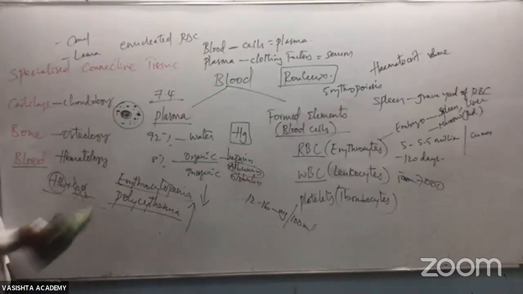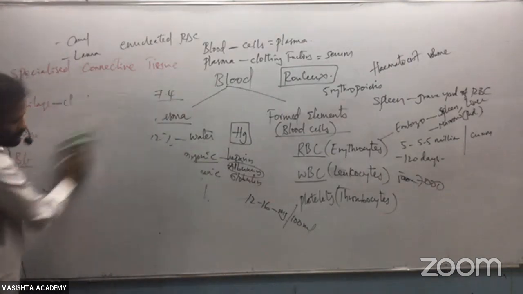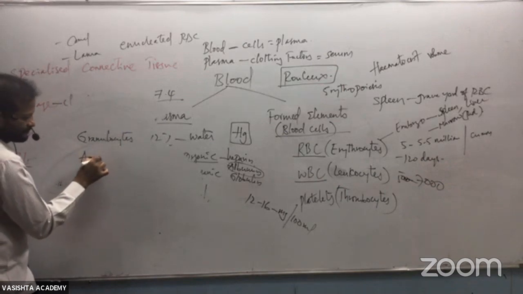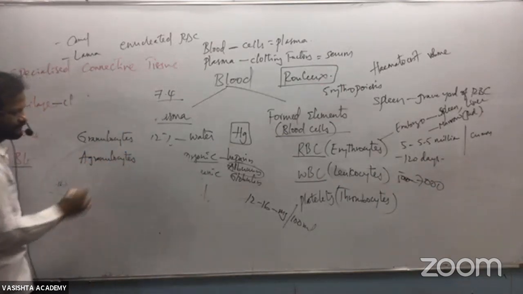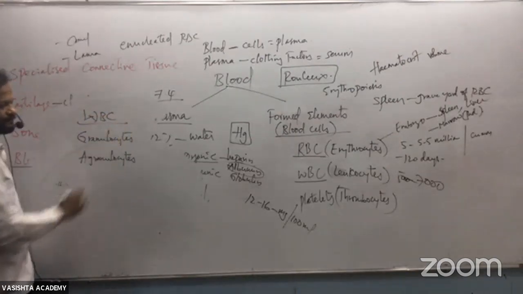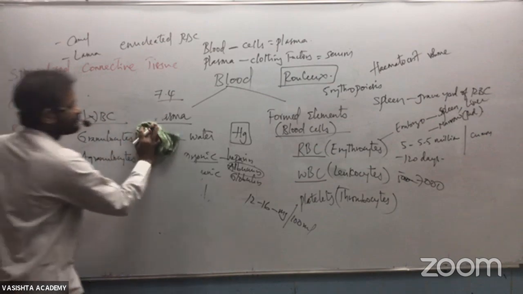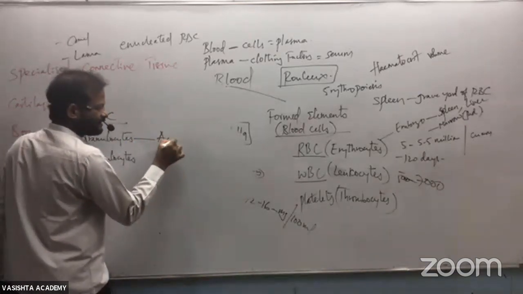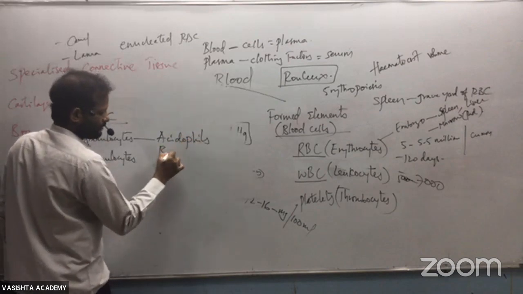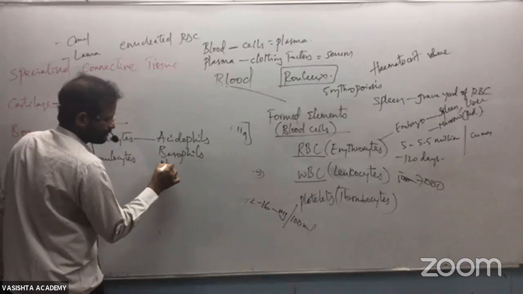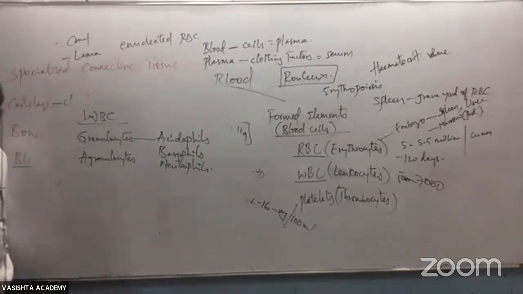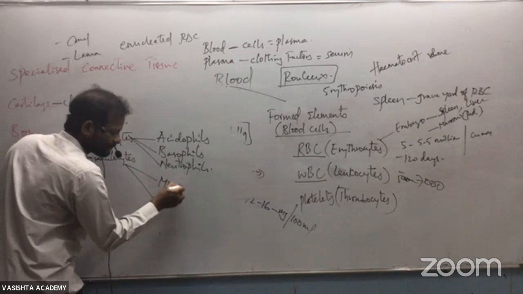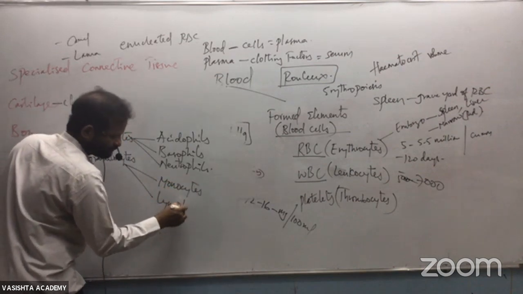So WBCs are two types: granulocytes and agranulocytes. In granulocytes, there are three kinds: acidophils, basophils, neutrophils. In agranulocytes, two types: monocytes and lymphocytes.